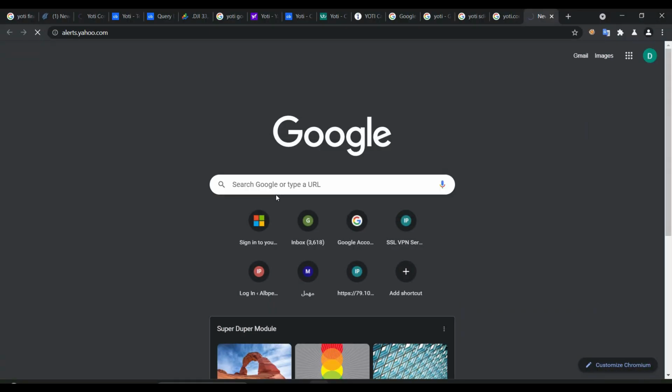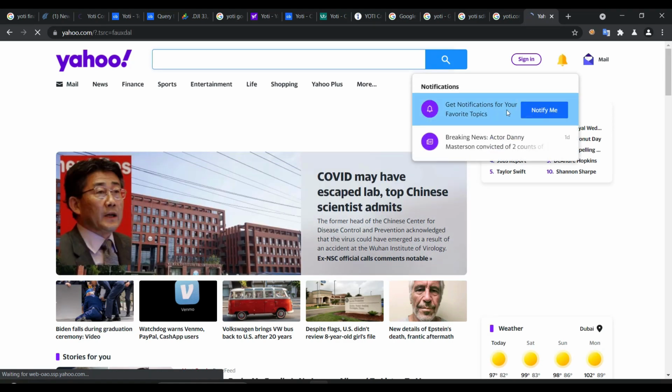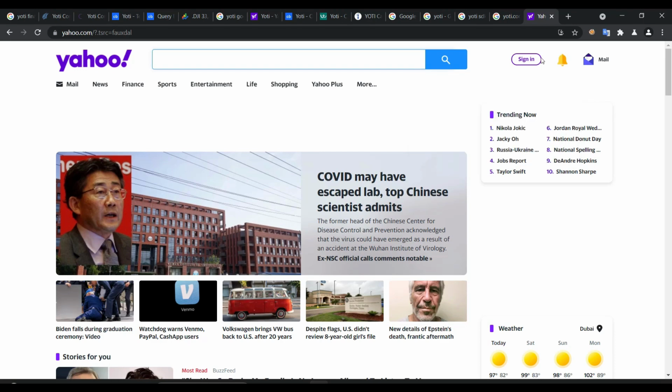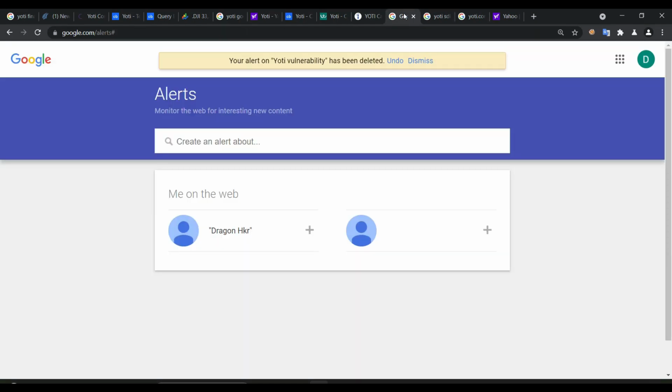We also have Yahoo alerts, alerts.yahoo.com. This one, notify me: get notifications for your favorite topic, and then you can check and choose. This is also very good, like you're automating the Google search for your needs.